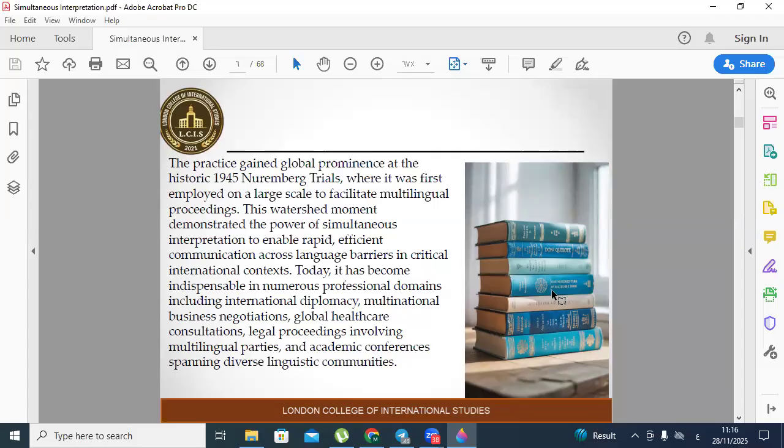indispensable in numerous professional domains including international diplomacy, multinational business negotiations, global healthcare consultations, legal proceedings involving multilingual parties, and academic conferences spanning diverse linguistic communities.